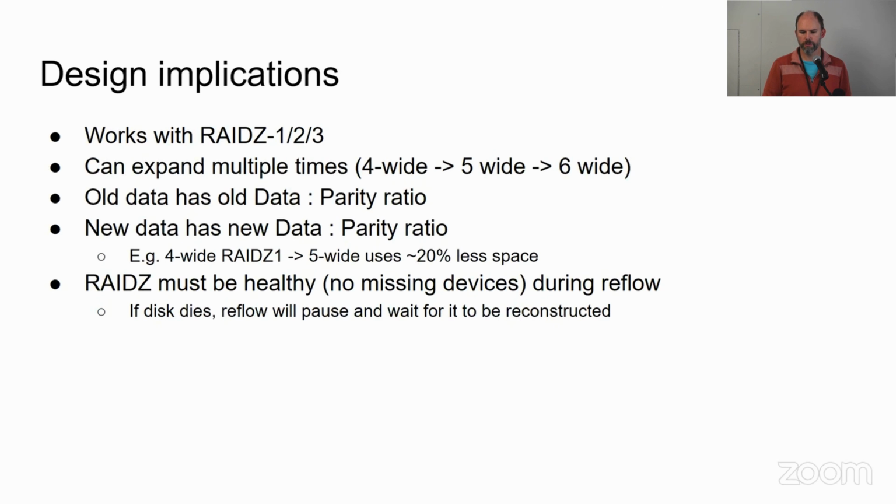As I mentioned, the old data has the old data to parity ratio. The new data has a better data to parity ratio. And during the expansion, disks can fail. But if a disk fails, we're going to pause the expansion and wait for the pool to become healthy again. The problem is that if we were to continue the expansion, then we would both not be able to read from that dead disk, and we also wouldn't be able to write to it, which could result in two blocks in the same stripe being lost. So we wait for the reconstruction to complete, and then the expansion will automatically continue.